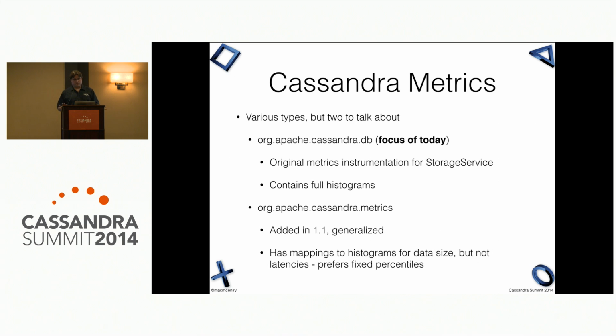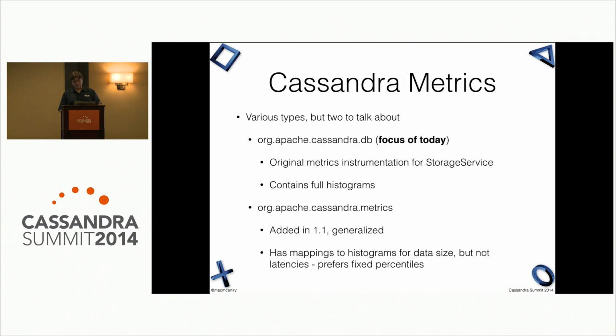Cassandra has a lot of metrics, right? So there are two main areas I'm going to talk about. The one I'm not going to be talking about as much is the Cassandra.metrics. Part of the reason is the full histograms aren't available in that for many of the items. What is kept instead is fixed percentiles. And again, this comes down to how much data you are keeping and trawling through, versus how much granularity you need to come to the decisions you need to make.